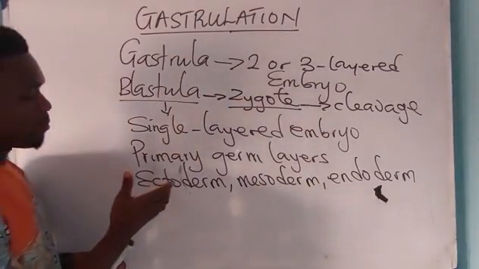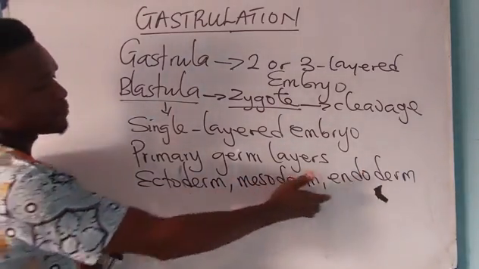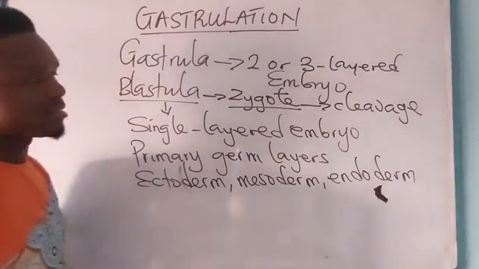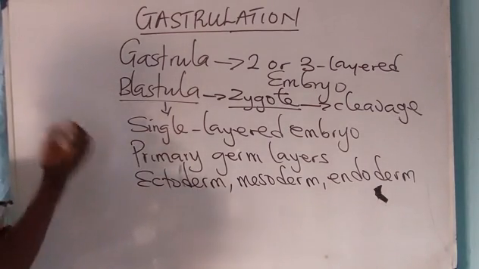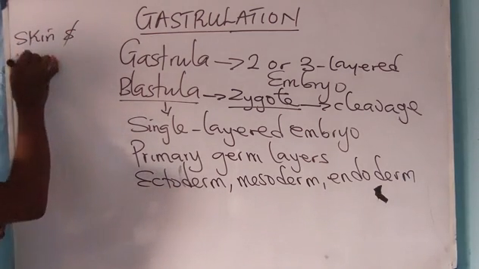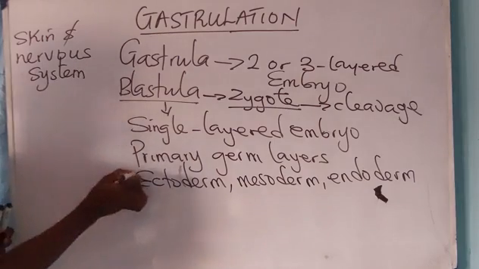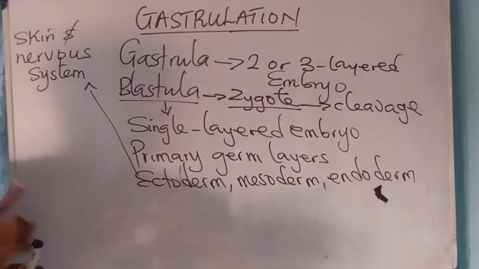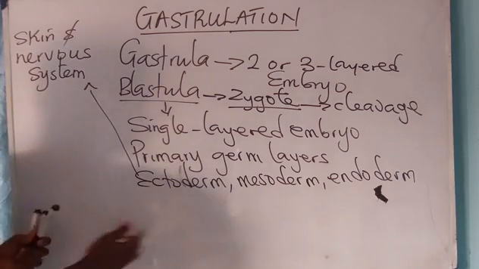And now, once these layers are produced, these different layers develop into different entities. For example, the ectoderm, which is the outermost layer, develops into skin and nervous system. The ectoderm develops into what? The skin and what? Nervous system.